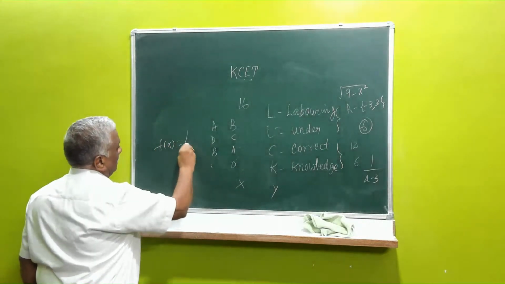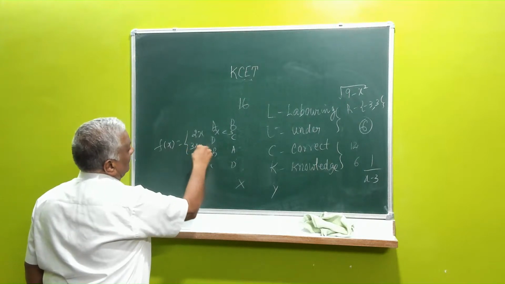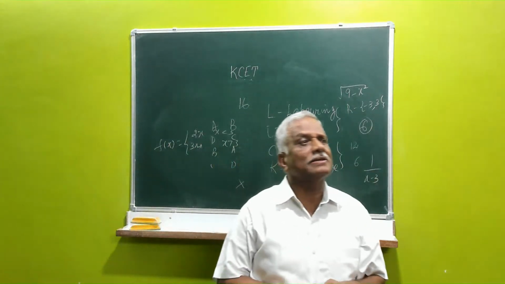f(x) = 2x for x less than 3, and 3x + 1 for x greater than 3, something like this. Find f(1), f(-1), they ask.